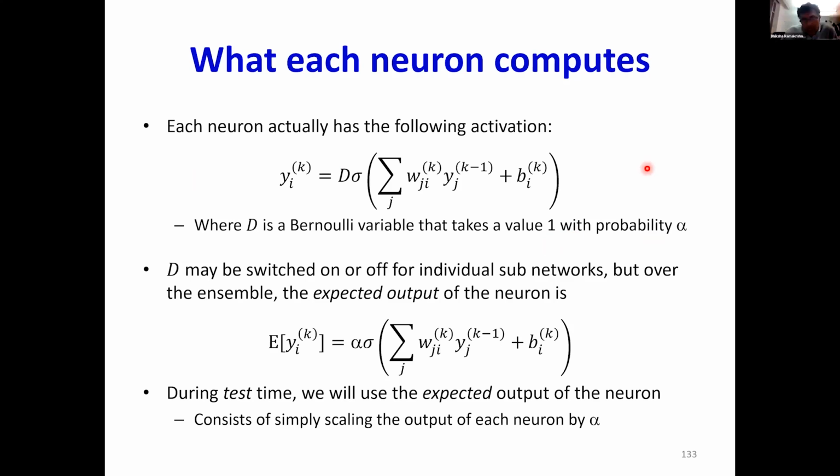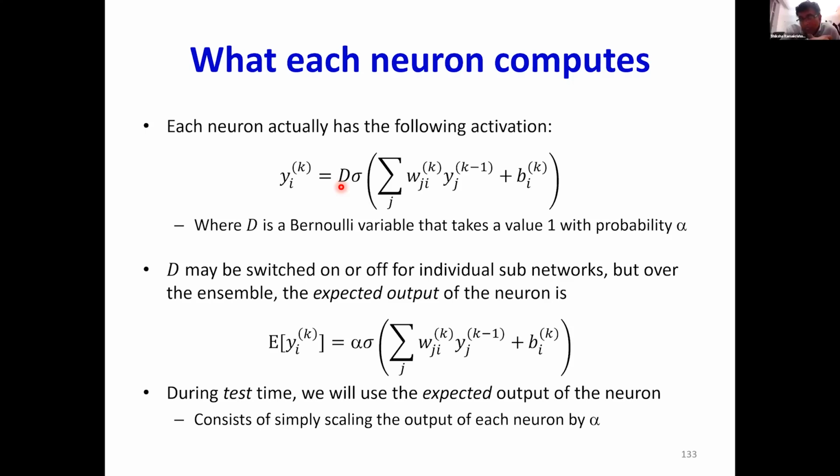What is the expectation of this guy on top? Anyone? What is the expectation of this guy on top? The only random variable is D. What is that going to be? Can someone answer me? D is a Bernoulli random variable with probability alpha. So what is the expected value of D? Alpha.